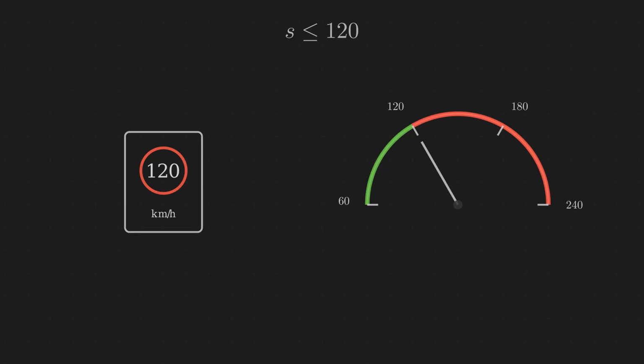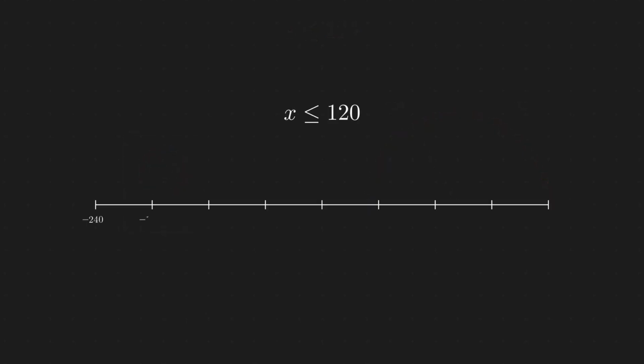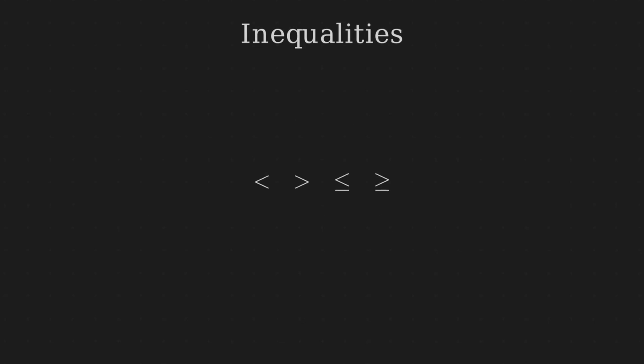In mathematics, this means your answer is not a single number, but an entire range of numbers that make the statement true. To write inequalities, we use four symbols. Each one describes a different type of comparison. The first symbol is less than. This means the value is smaller than another value. For example, 5 is less than 10 means 5 is smaller than 10.